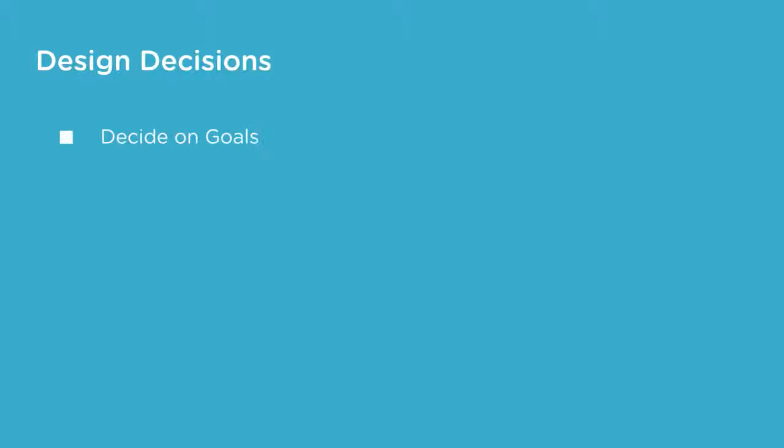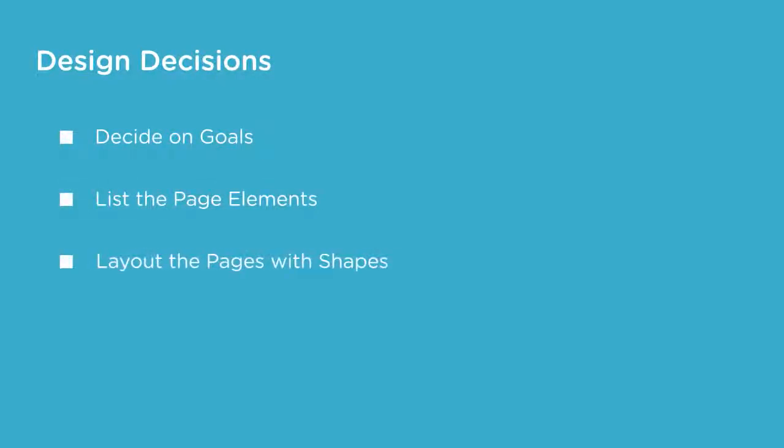The design process from one site to another will always vary, but for our purposes, we can break things down like this. First, we're going to decide on goals, then we'll list out the page elements, and finally, we'll lay out the pages with shapes. I'm going to work through the design on paper, and I strongly encourage you to follow along.